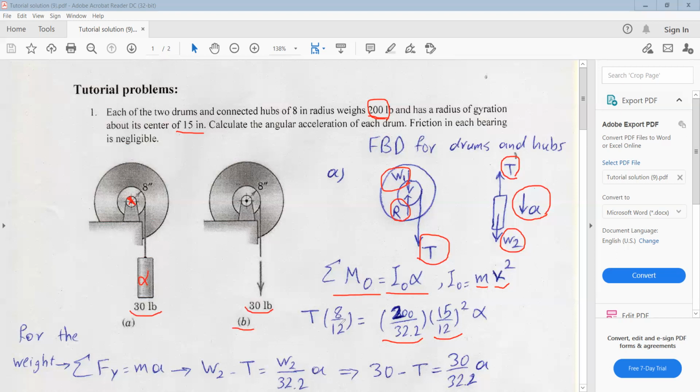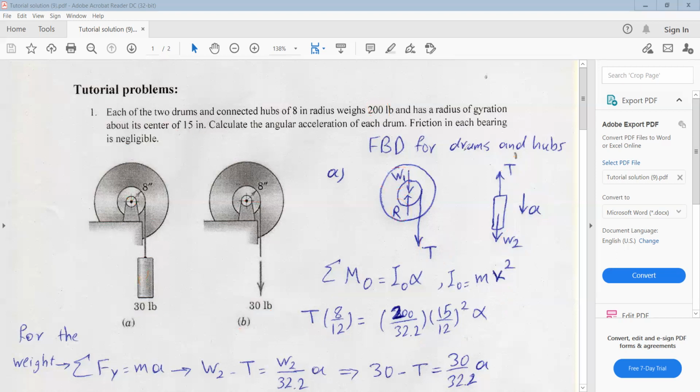Okay, and then in the left hand side we have tension T multiplied by its R, which is this length 8-inch, and again it should be converted into foot and we divide it by 12. And also we have W1 and R, both of them located on point O here, so they don't have any moment and only T will create some moment about point O. So from this equation we can extract one relation between T and A. Okay.